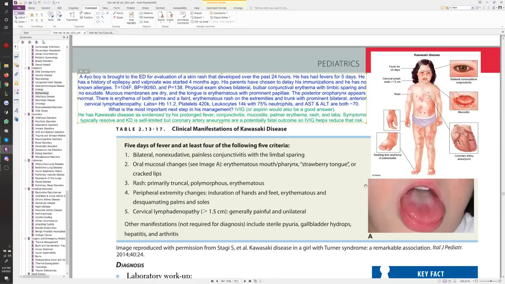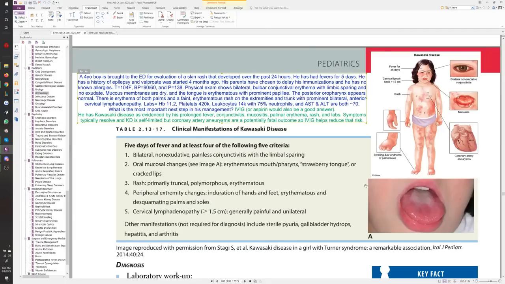The posterior oropharynx appears normal. There is erythema of both palms and a faint erythematous rash on the extremities and trunk with prominent bilateral anterior cervical lymphadenopathy. So throughout this question, they have successfully listed out every single feature of Kawasaki disease.